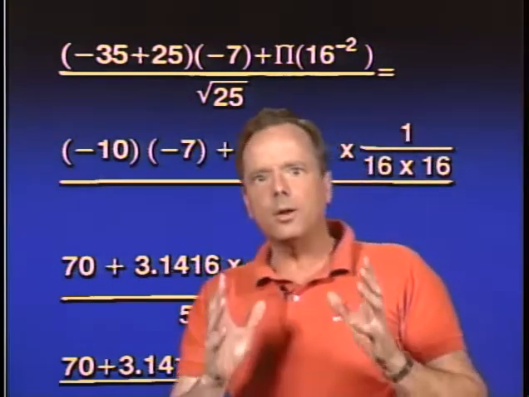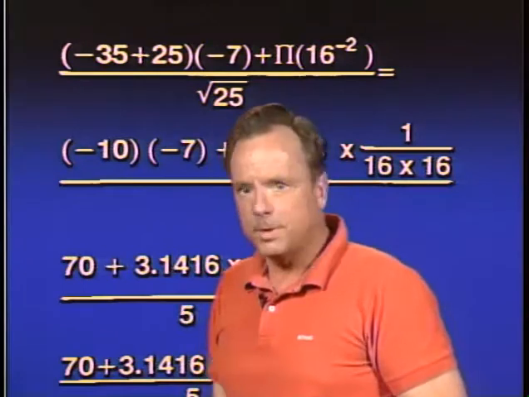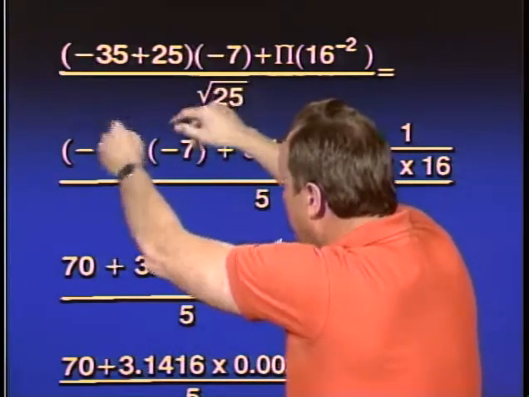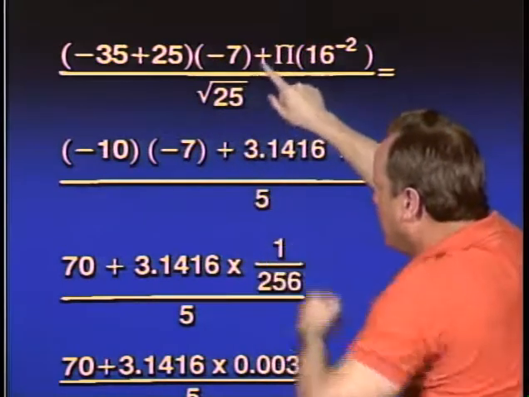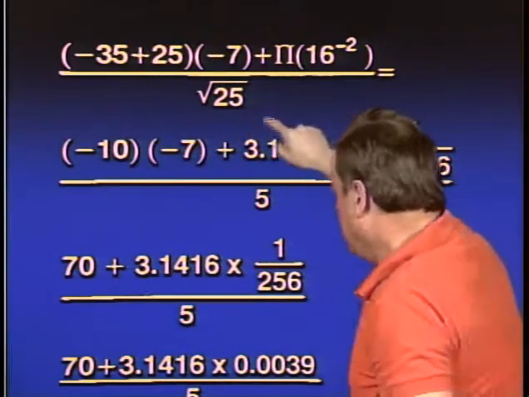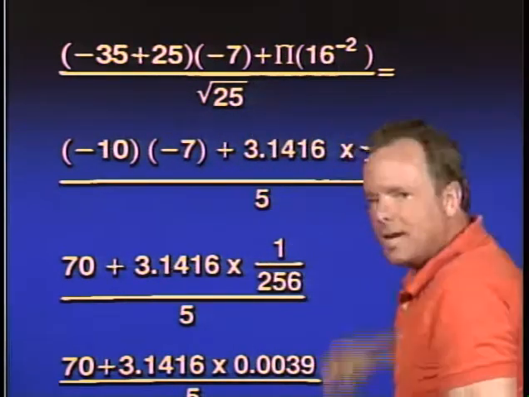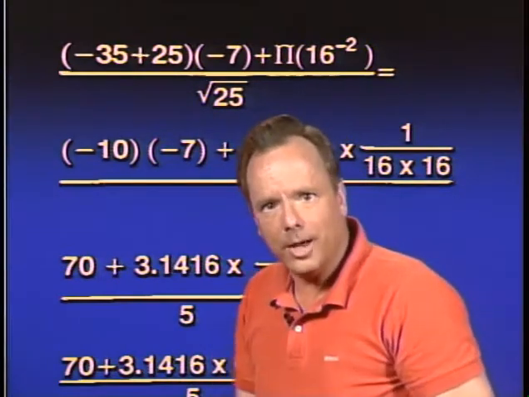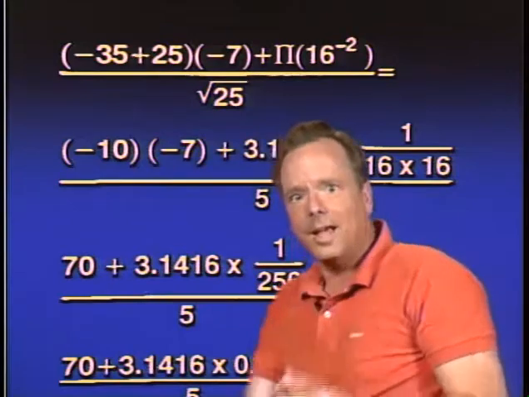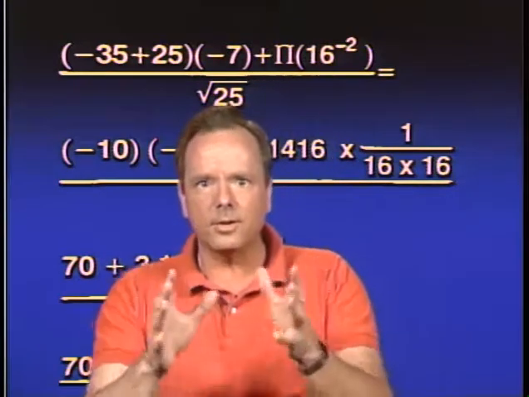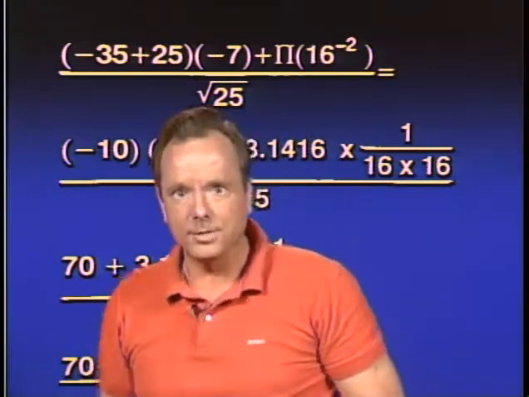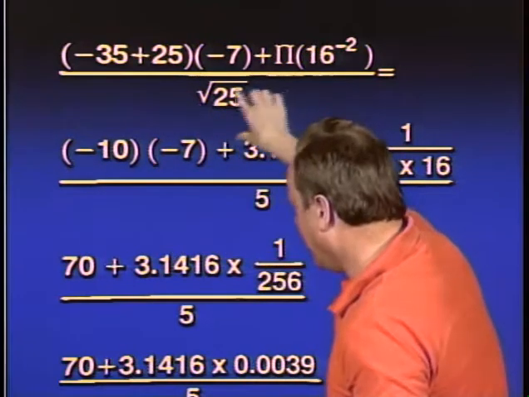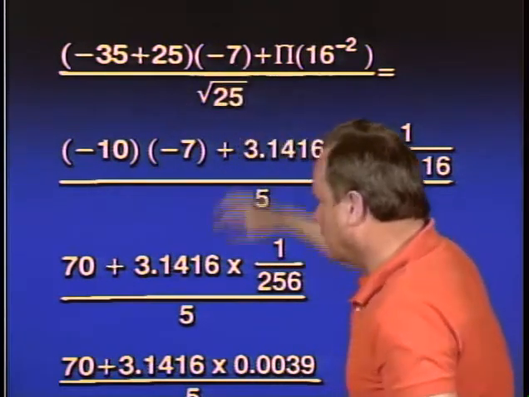Now let's you and I take a look at the question they're asking us to solve in this particular case. It's the quantity minus 35 plus 25 times the quantity of minus 7 plus pi times the quantity 16 to the minus 2. Never fear, you and I know what to do with that, so let's go ahead and solve this problem by resolving the things inside the parentheses. By the way, all that's divided by the square root of 25.